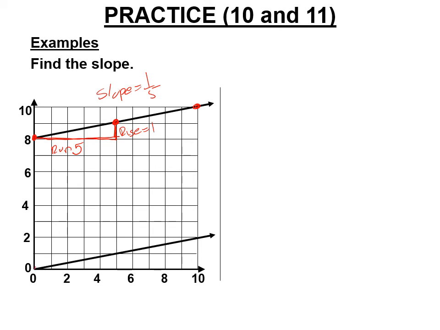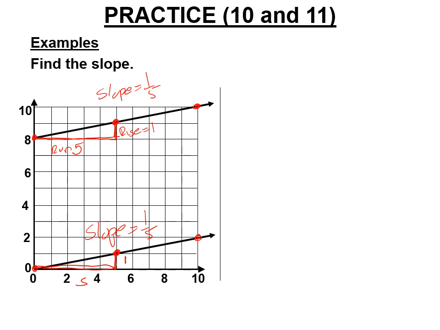This one has 0, 0. There's another one. There's another one. Go down, over. Looks like I have the exact same answer. They both have a slope of 1/5. So can you look at those two rays and tell me some relationship between those two rays?